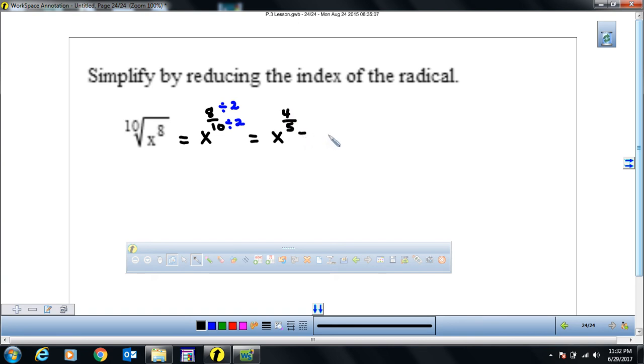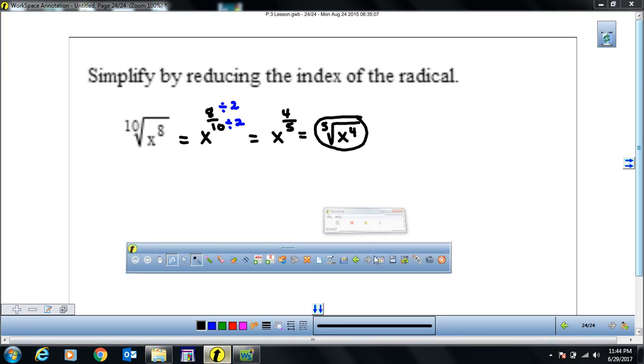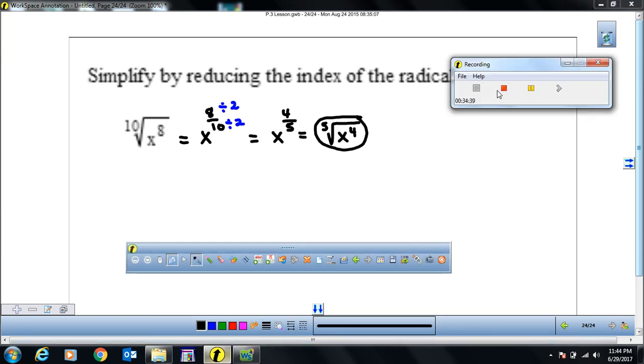And then we can put it back as a radical. That means the x raised to the 4/5 means the 5th root of x to the 4th power. And this concludes section P.3, which is radicals and rational exponents.